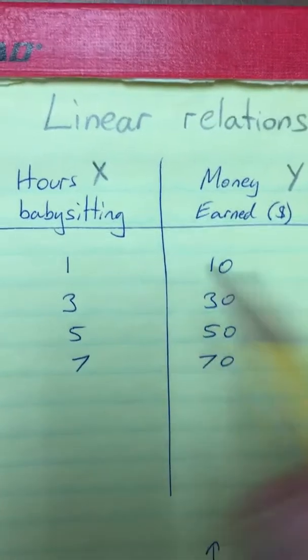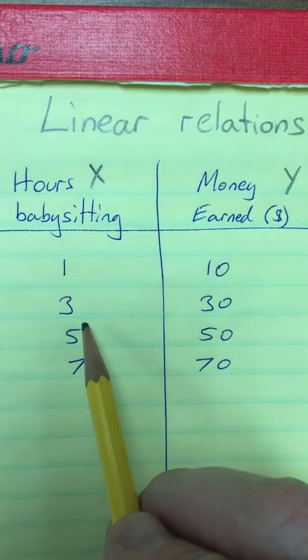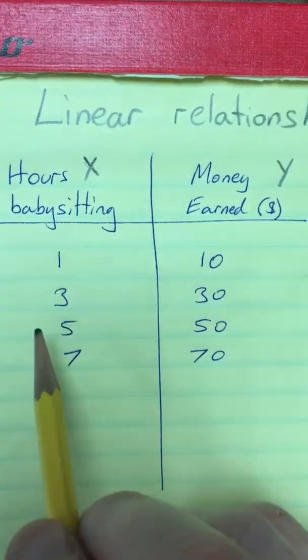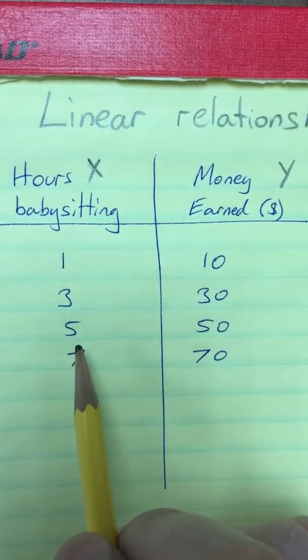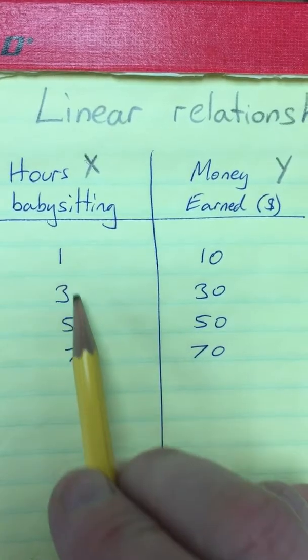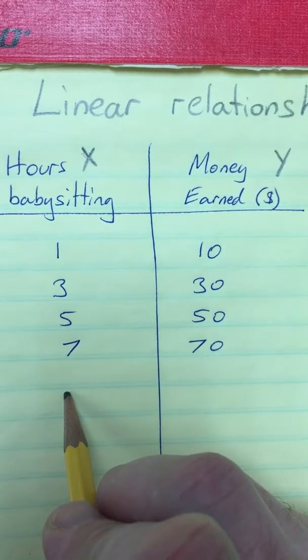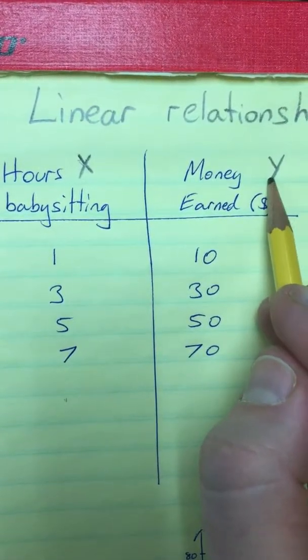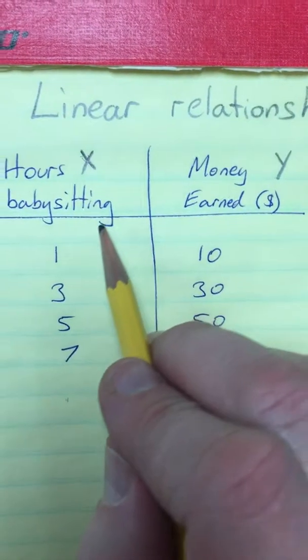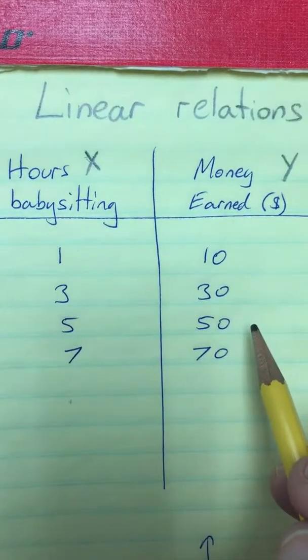So for this question, we have a number of hours babysitting, and this is our independent variable. It can be anything we want. We can babysit for 1 hour, 3 hours, 20 hours, whatever we want. And then our money earned depends on how many hours we've babysat.